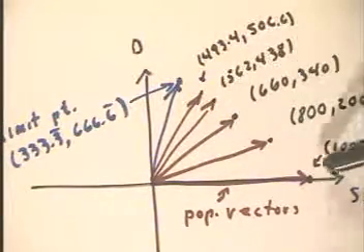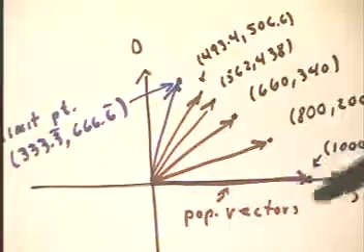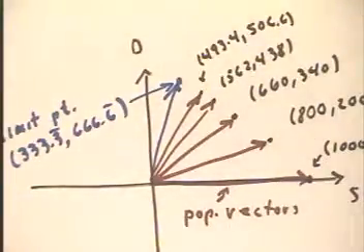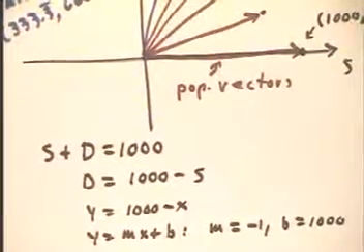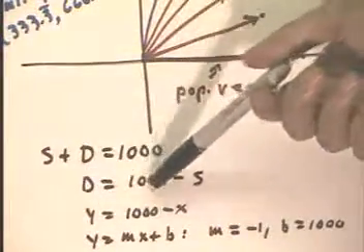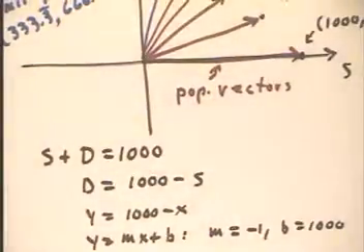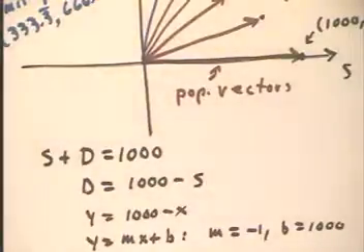Is this a straight line? Is it maybe an arc of a circle that I haven't drawn very well? Is it part of an ellipse, a parabola of some sort? Just what is it? Well, we can answer that question fairly easily. Since S plus D is 1,000, it turns out that D has to equal 1,000 minus S. Whatever the demented population is, it has to be 1,000 minus the sane population.